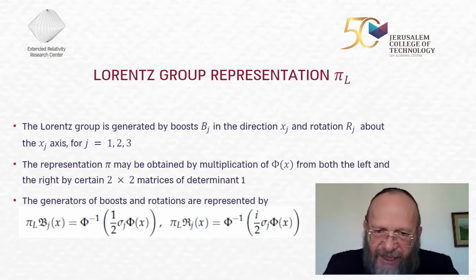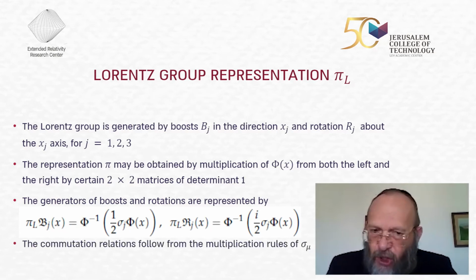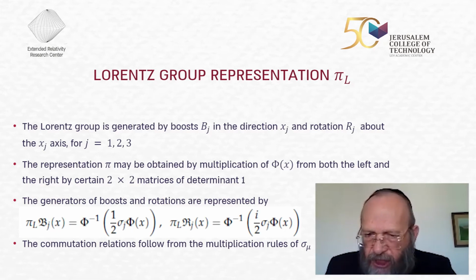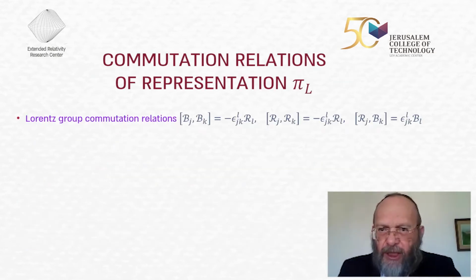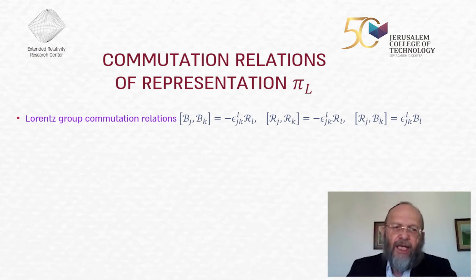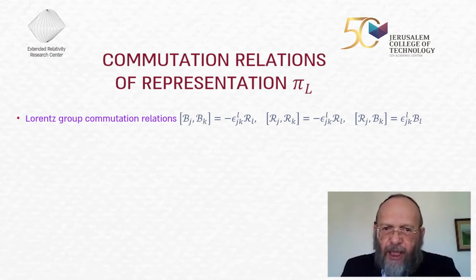So really, this definition gives you the right representation of the boost and rotation, and I will show how to get it. It's very straightforward to check. The commutation relations follow only from the multiplication rules of the sigmas. Because what we have to check is multiply the representation of the two boosts, then change the direction of the multiplication, the commutator, and get the right commutator. I'll show you how to do the commutation relations of the representation pi L. I have to tell you first what the commutation relations are for the generators of boosts in the Lorentz group.